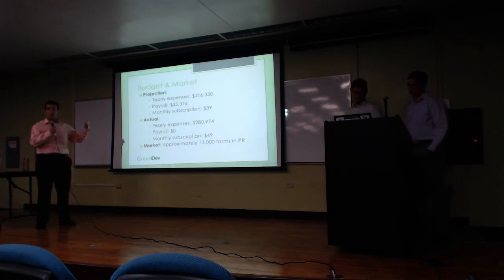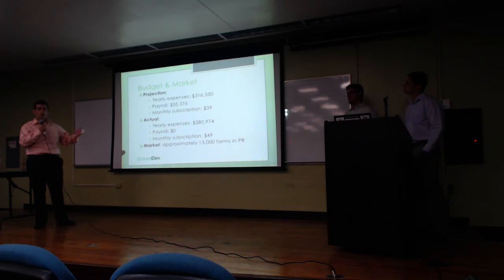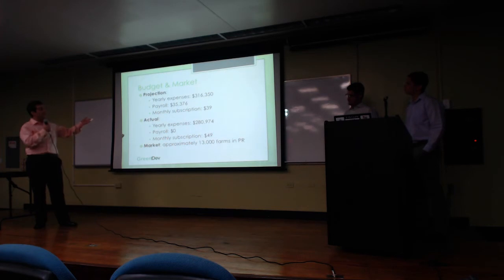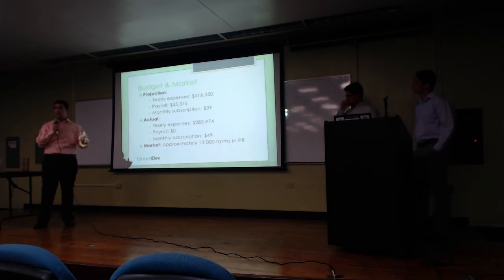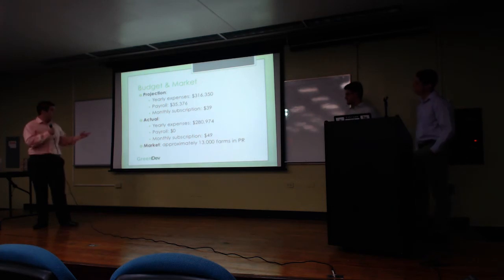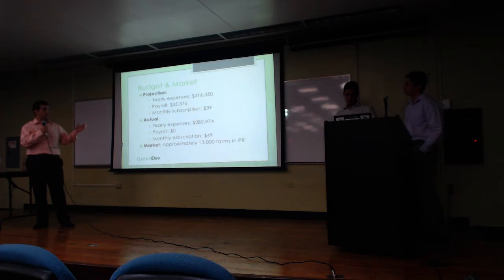In terms of the budget and market, we had projected approximately $300,000 in expenses to operate Pragma as a business for a whole year. Fortunately, since we built Pragma as part of the Capstone project, we did not incur any expenses for payroll, and as such, the total yearly expense for Pragma was reduced. In terms of the price point we would be targeting if we launched Pragma as a business, we'd be looking at $49 per month for each farmer that subscribes to Pragma. In terms of the market and its size, we are targeting small to medium-sized farms in Puerto Rico, and this is approximately 13,000 farms.